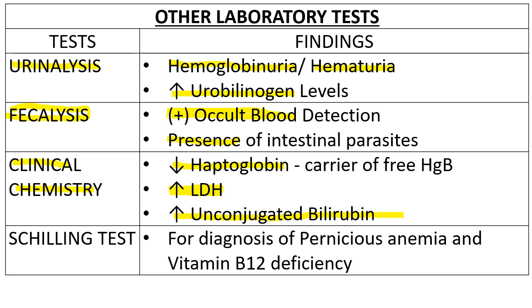Increased unconjugated bilirubin. Again, no? Kapag nagkakaroon ng free hemoglobin, nagko-convert sila into unconjugated bilirubin. And another special test, no? Schilling's test. Para saan naman 'to? To differentiate pernicious anemia from vitamin B12 deficiency.